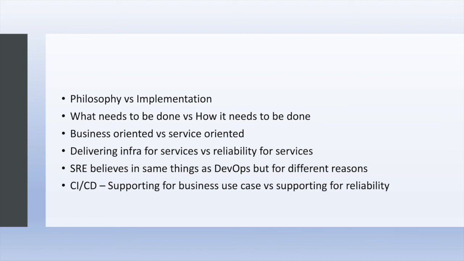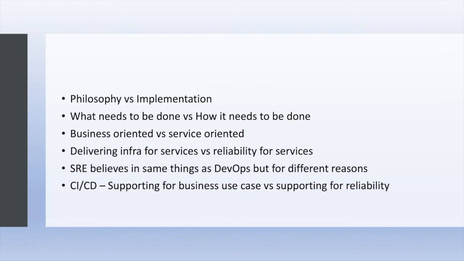So one difference, of course, is that DevOps is a philosophy versus SRE is an implementation of that. So basically, DevOps tells us what needs to be done, but SRE tells us how it needs to be done, right? Because we have the concept of SLOs, and error budgets. So we are basically defining how the reliability can be measured, exactly measured. That was not there in the DevOps philosophy, right? It was not told how to do this. It was only told what needs to be done.